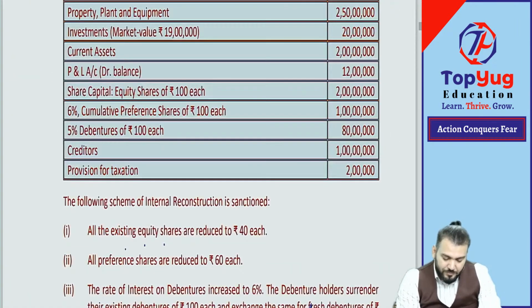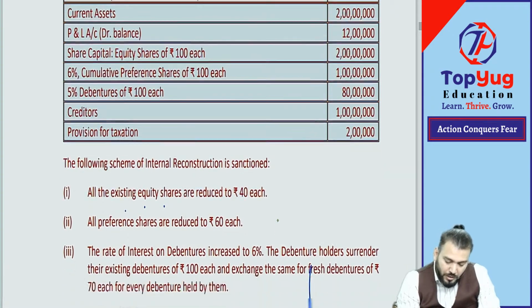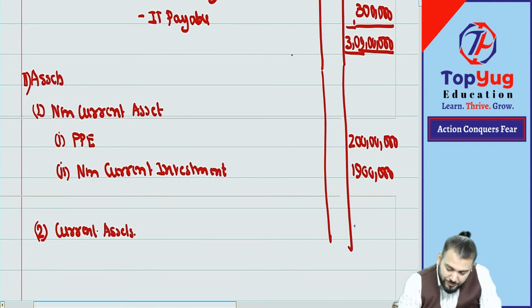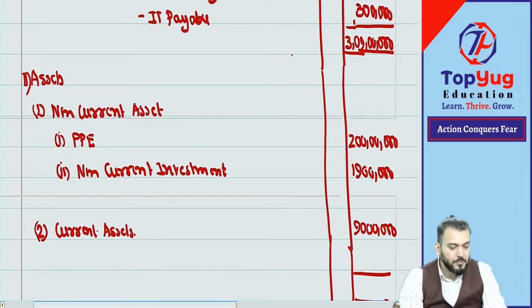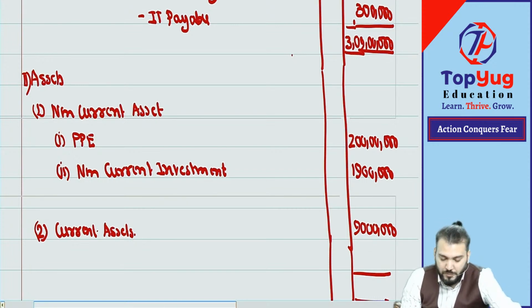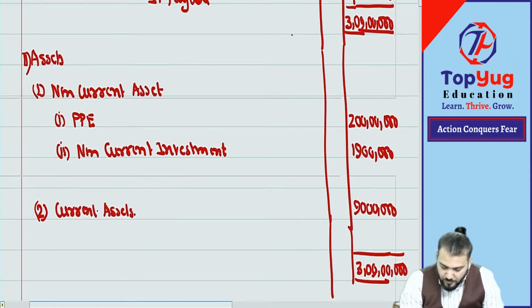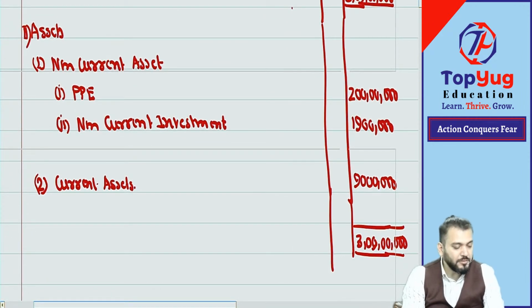90 lakh in balance sheet. So it is given current asset how much? 2 crore. And is reduced. It is revalued at 90 lakh. So it will come 90 lakh only. I think all item written. Just make the total. Total. Balance sheet tallied. Congratulations. Congratulations na. So 3 crore 9 lakh.